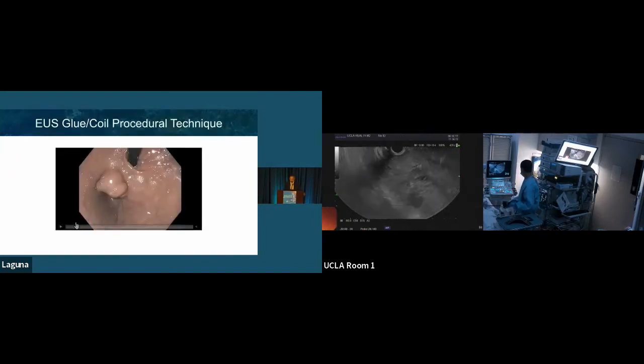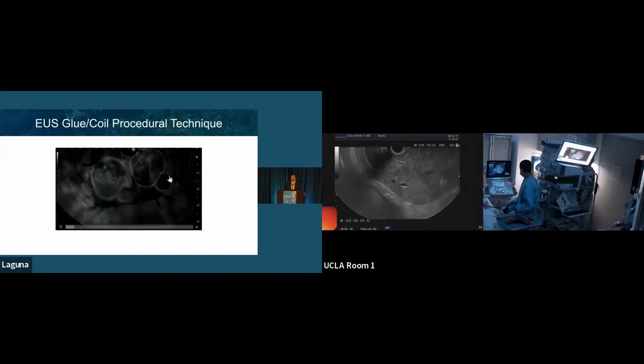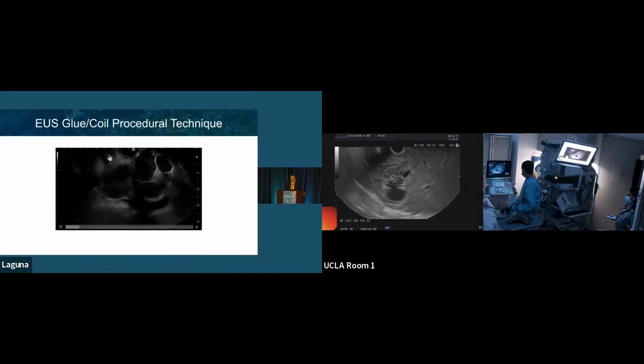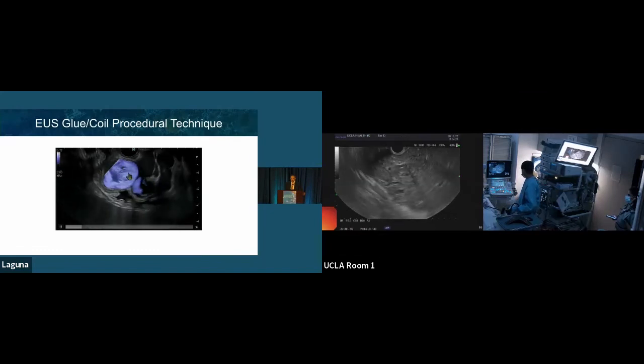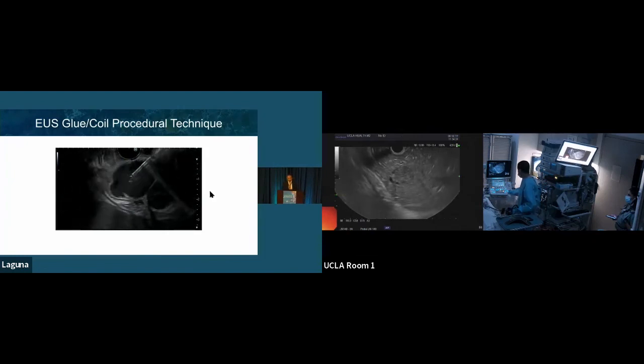Okay, so now we'll get to the fun part. Let's talk about the technique. What we'll do during EUS, you can see here how well we can visualize these varices in the fundus. We'll instill some water into the lumen to separate the intraluminal and extraluminal collaterals, and that helps us visualize a little bit better. It's a standard needle puncture.